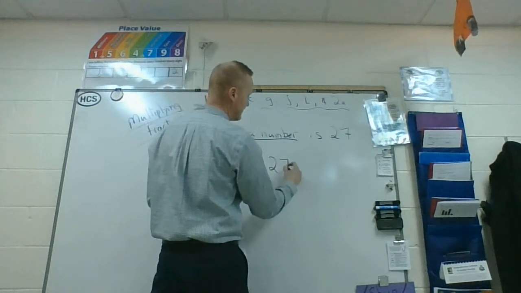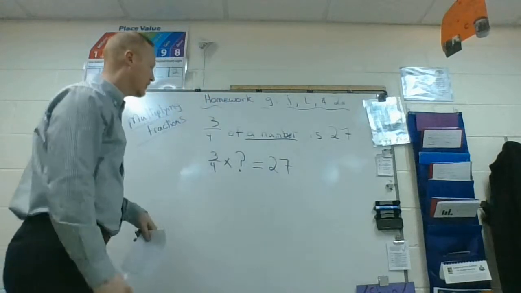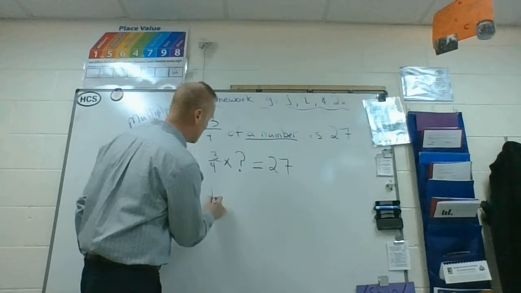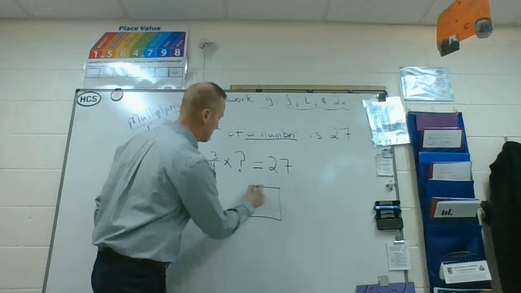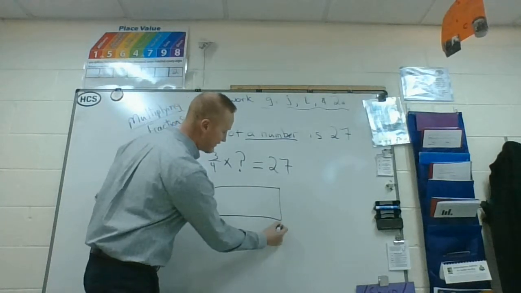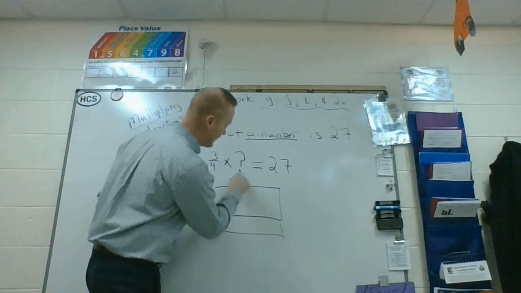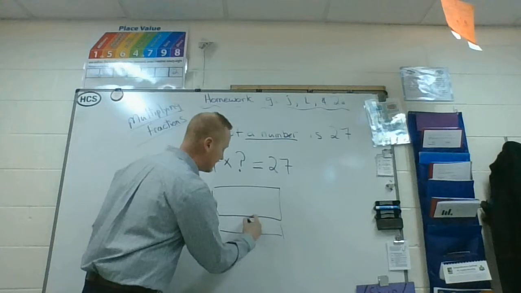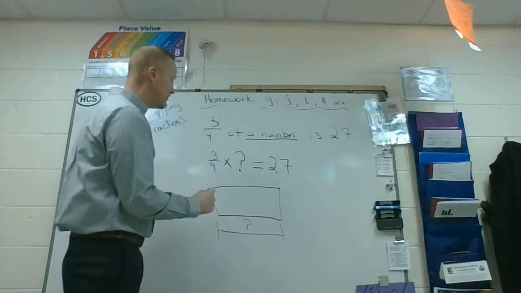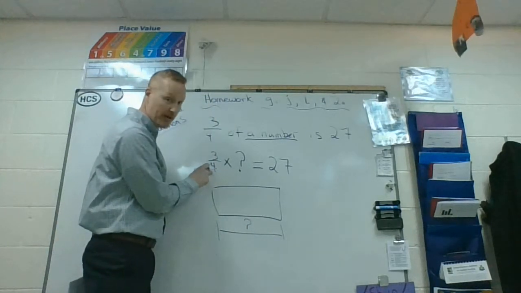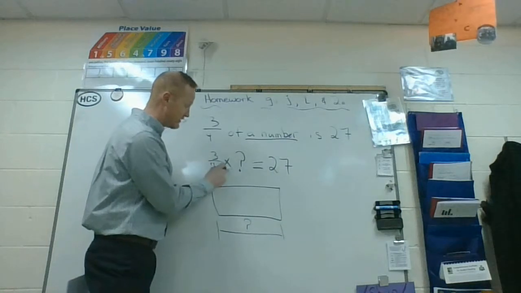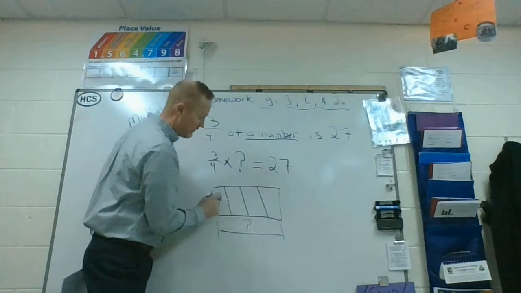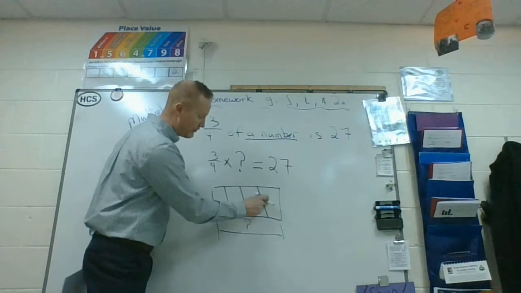All right, so you can see this problem is a little bit different, but we're going to approach it and attack it the same way. We're going to draw that candy bar. Okay? And we're going to ask ourselves, how big is that candy bar? Well, we don't know. So it's a question mark. But we do know that we need to break this candy bar up into 4 parts, because that's the denominator of the fraction that we're multiplying it by. So 1, 2, 3 parts, or lines, 1, 2, 3, 4 parts.